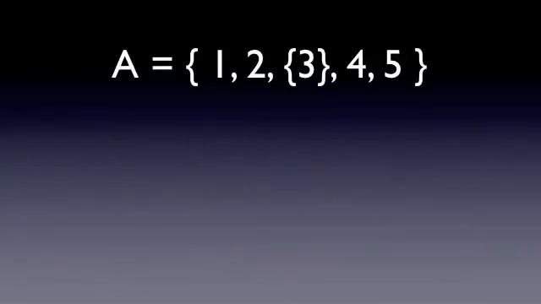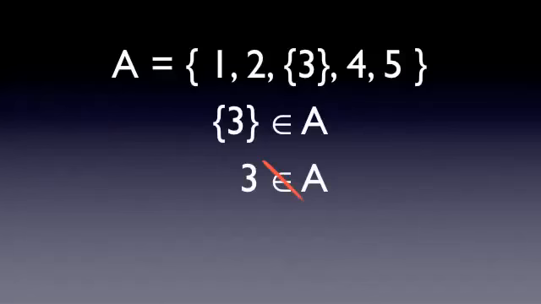For example, if we define set A like this, it would be correct to say that the set containing 3 is an element of set A. Notice that we have replaced the number 3 with a set that contains the number 3. The set of 3 is an element of set A, but if we remove the braces, this statement is no longer correct. In this case, 3 is not an element of set A, only the set containing 3 is an element. Now this is where the notation can get a little tricky.